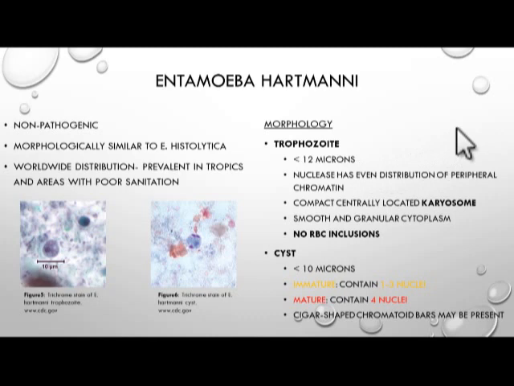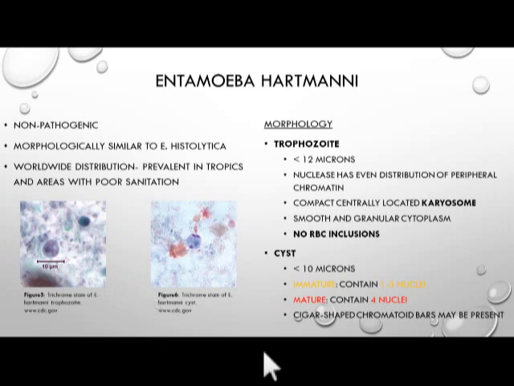It also has a nucleus with an even distribution of peripheral chromatin, a compact and centrally located karyosome, and smooth granular cytoplasm, but it has no RBC inclusions as Entamoeba histolytica does. Here we have quite a small trophozoite, 10 microns in diameter. It looks like an even distribution of peripheral chromatin and a centrally located karyosome. This also has no RBC inclusions. Because of the size and no RBC inclusions, it would lead you to believe Entamoeba hartmanni.